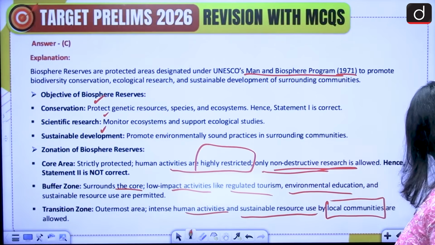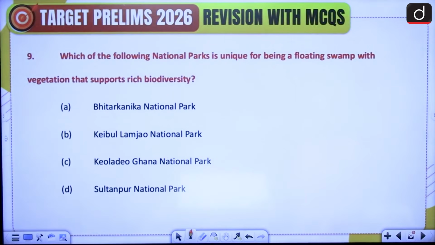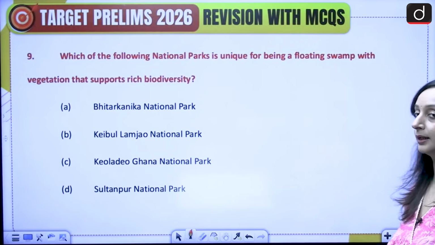Alright, moving on to question number 9. Which of the following national parks is unique for being a floating swamp with vegetation that supports rich biodiversity? A. Bhitarkanika National Park. B. Keibul Lamjao National Park. C. Keoladeo Ghana National Park. Or D. Sultanpur National Park. Please attempt this question.